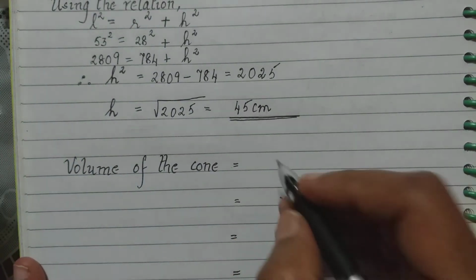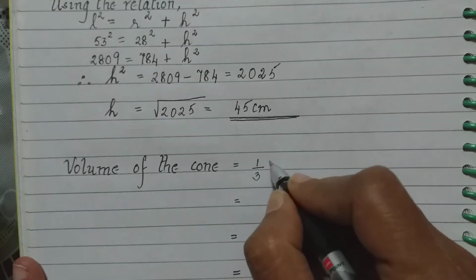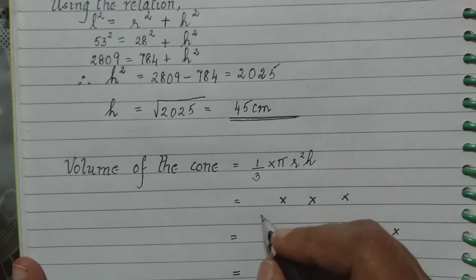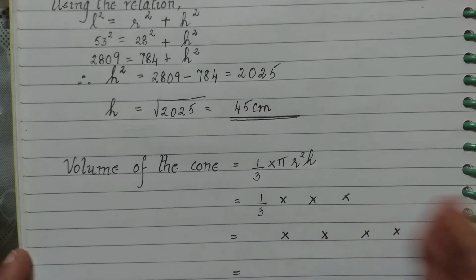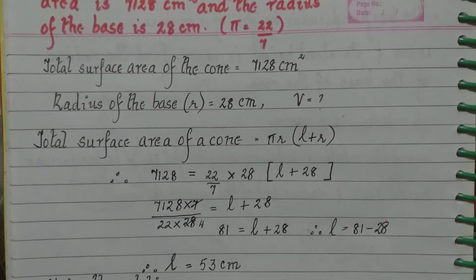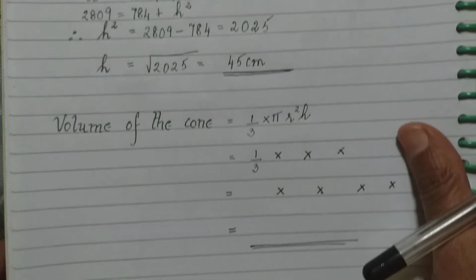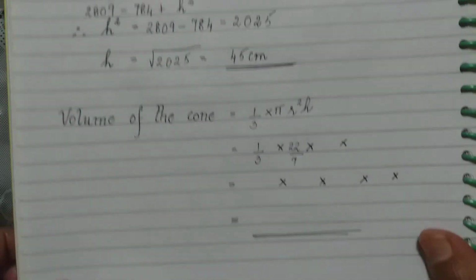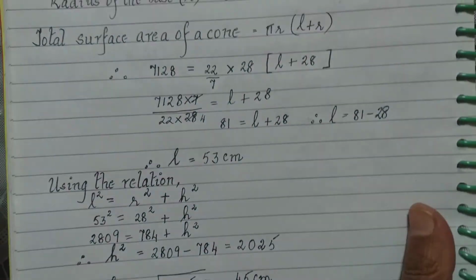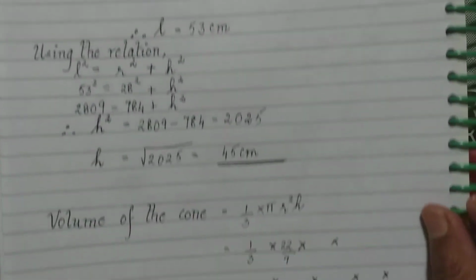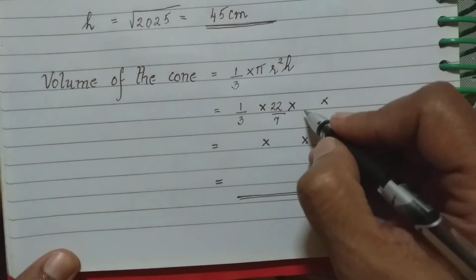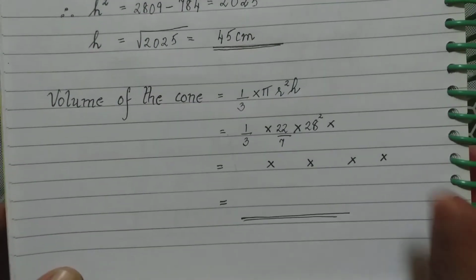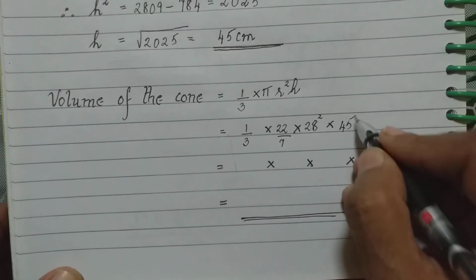Remember, it is 1/3 that of the cylinder, that is 1 upon 3 into pi r square h. That is 1 upon 3 into pi was 22 upon 7 here. So I write 22 upon 7 r square. R is here 28 centimeter. So I put 28 there. 28 square into h, which was 45. So I write here 45. Now we simplify this further.